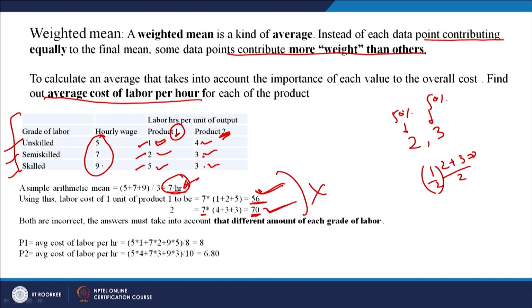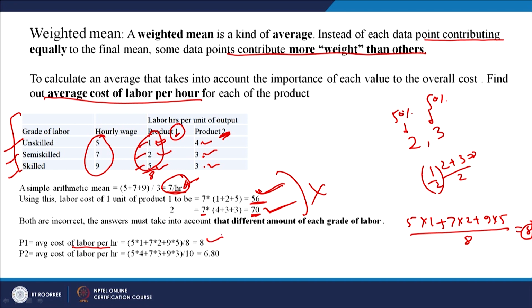We know that the total hours required to make 1 unit of product 1 is 8, right, the summation of all this is 8. So, what we will do is 5 into 1 plus 7 into 2 plus 9 into 5 divided by the total hours, and this becomes 8. So, the average cost of labor per hour is 8 rupees.